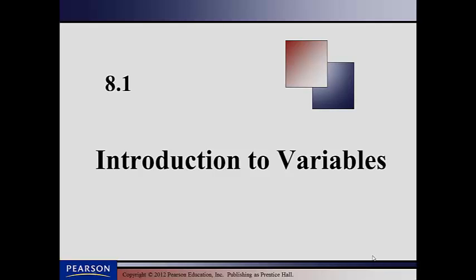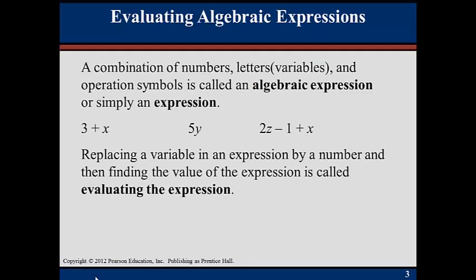Okay, so now we're in chapter 8.1 and we're going to be looking at the introduction to variables. A combination of numbers, letters, and operation symbols is called an algebraic expression or simply an expression. We have the following examples: 3 plus x, 5y, and then 2z minus 1 plus x. These are all expressions. When we replace a variable in an expression by a number and then find the value of the expression, we call this evaluating the expression.